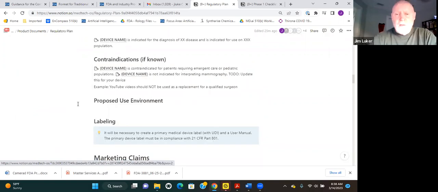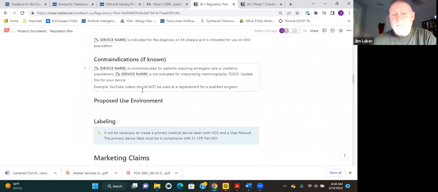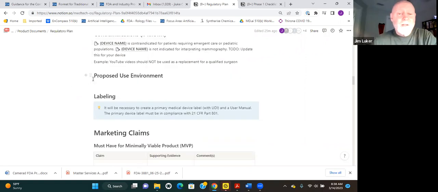Contraindications is something where there would be some risk involved if the product was used in a way that it was just not designed to. You'll see this a lot with imaging products where they're not specifically designed to do mammography and be used for breast cancer diagnosis. This was kind of a funny example: a contraindication is don't use a YouTube video as a replacement for a qualified surgeon. You can find a lot on YouTube, but you don't want to do your own appendectomy there.